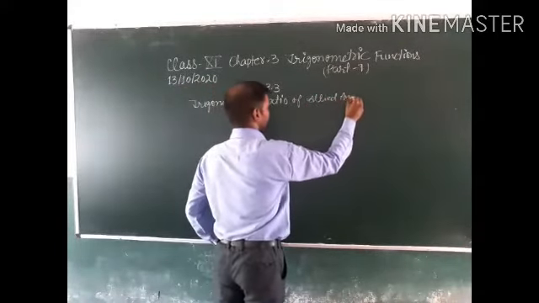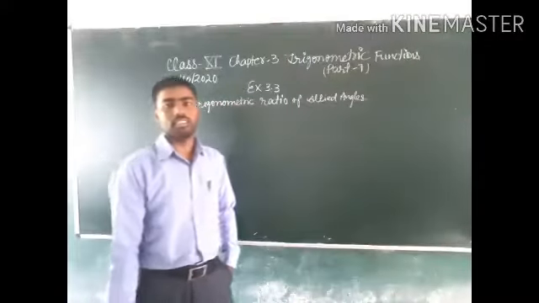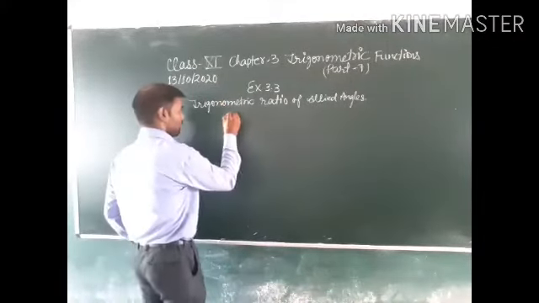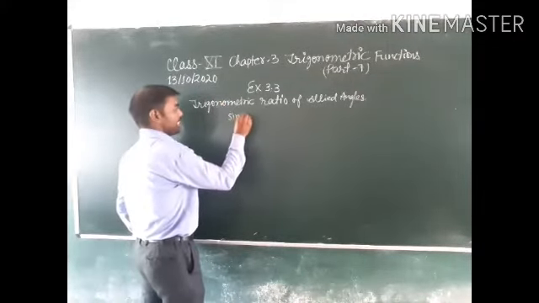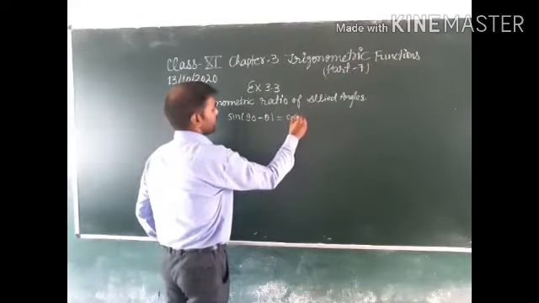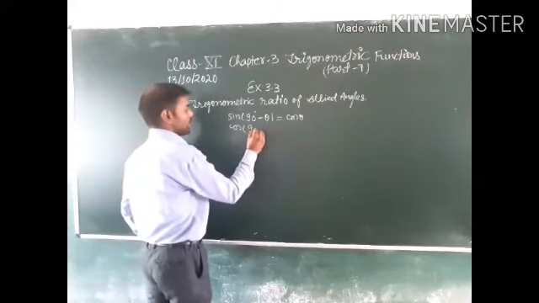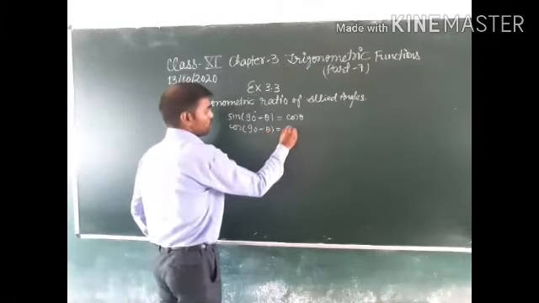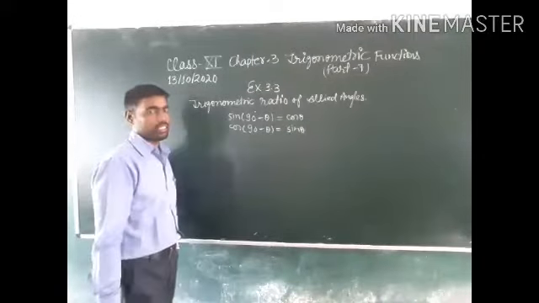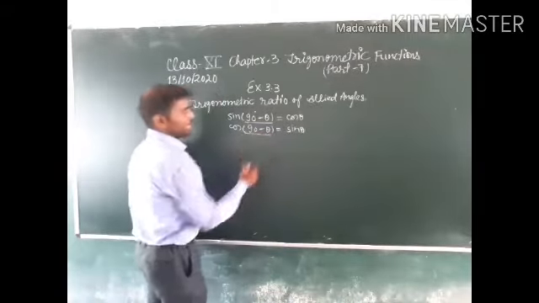What is the meaning of allied angles? In the previous class, that means in class 10, you already discussed sin 90 minus theta is equal to cos theta, and also cos 90 minus theta is equal to sin theta. This is a part of class 10. So this angle is called allied angle.